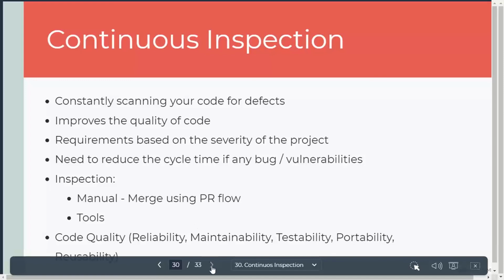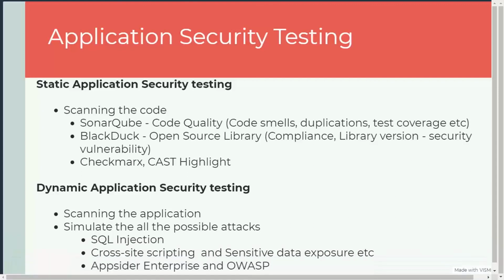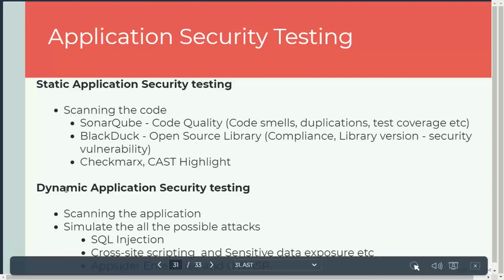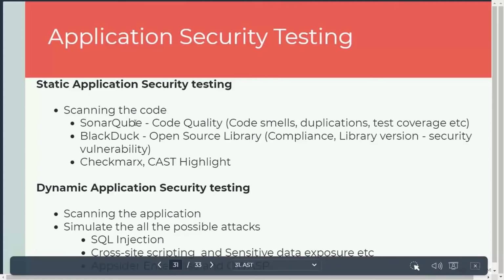Okay, so the next one, we will discuss what are all the tools we will be using. For example, we can generally say application security testing. There are two types of classifications here: static application and dynamic application. The static application means it will just scan the code. It will take our code as the input and then do the scanning. Mostly the examples are SonarQube, maybe Black Duck, Checkmarx, CAST Highlight, and all. SonarQube is for code quality, it will detect code smells, duplication, and unit test coverage and all.